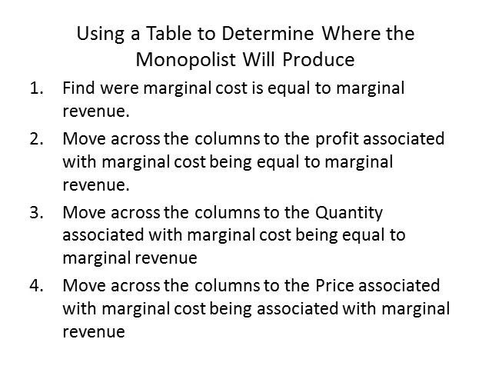The procedure for finding where the monopolist will produce and the price of the good using a table is as follows. Find where the marginal cost is equal to marginal revenue. Move across the columns to the profit associated with the marginal cost being equal to marginal revenue. This will give us the total profit. Move across the columns to find the quantity associated with the marginal cost being equal to marginal revenue. And finally, move across the columns to the price column that's associated with the marginal cost being equal to marginal revenue.